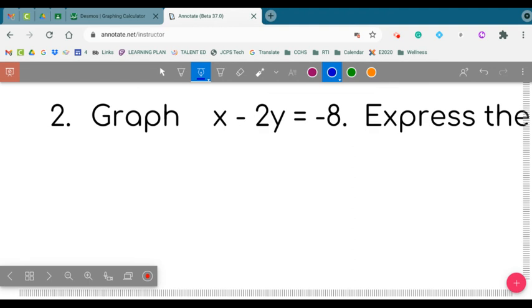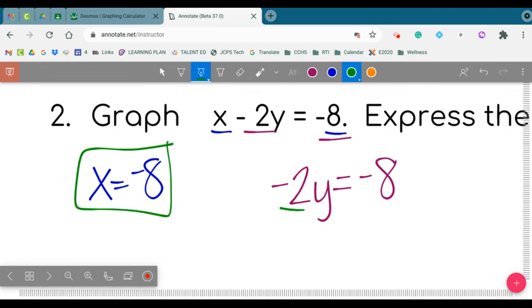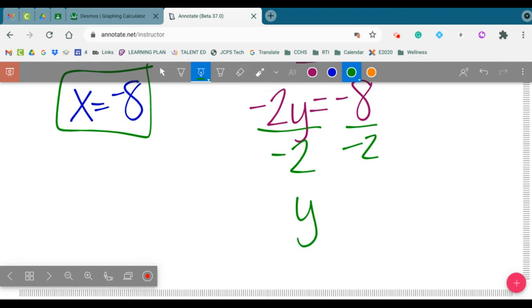Next one, we're going to do the same thing. So do x equals negative 8. And negative 2y equals negative 8. So x equals negative 8 is already done. To find y, we have to divide both sides by negative 2. You get y equals 4.